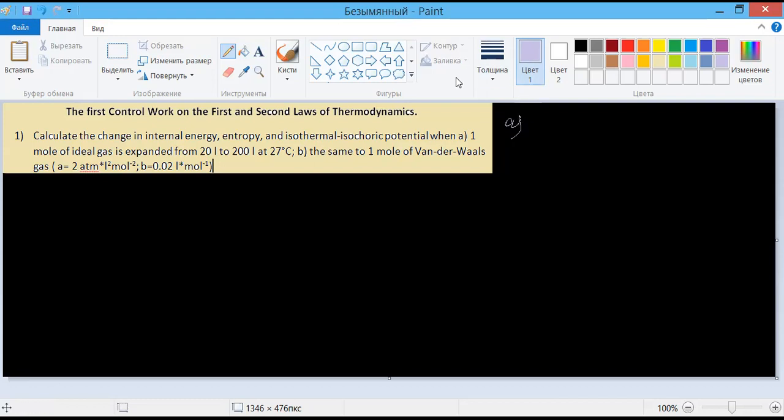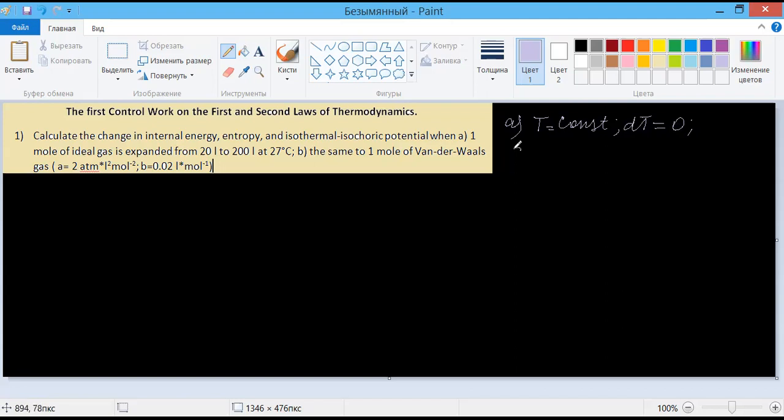So what can we say? We understand that the temperature is constant, right? And that makes the solution of the problem much easier to deal with. Because of the constant temperature, any change in temperature equals 0. And that immediately gives us the brilliant opportunity to calculate the change in internal energy of the process.